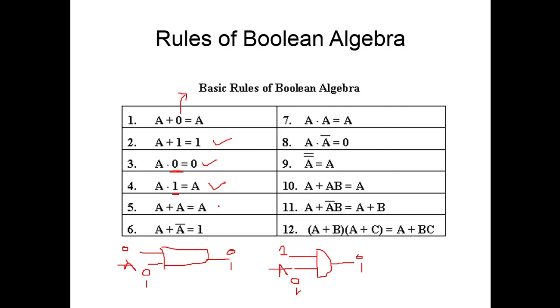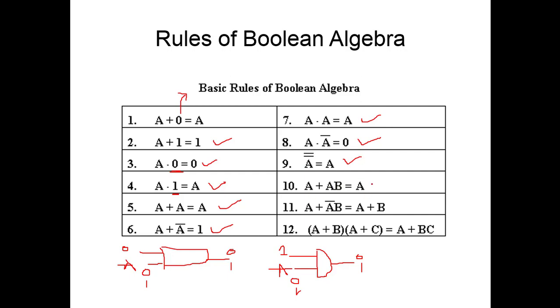Then A plus A complement is equal to 1. We also discussed this in our previous lecture. A dot A complement is equal to 0, A and A complement is equal to 0, and A double complement is equal to A.